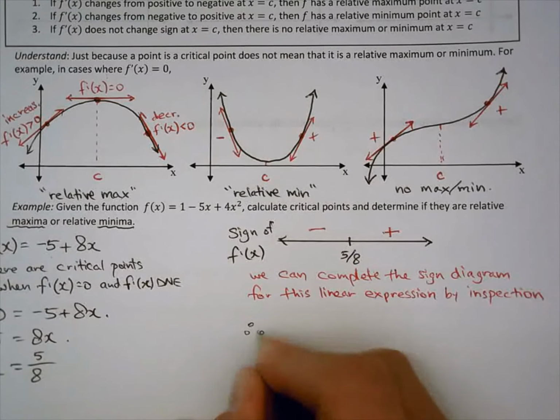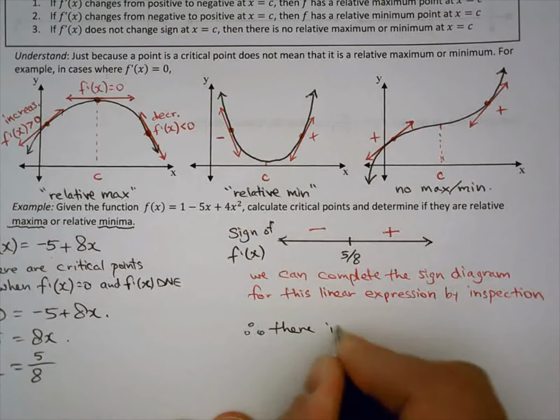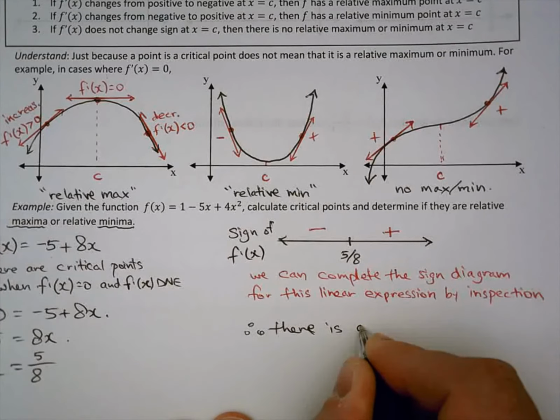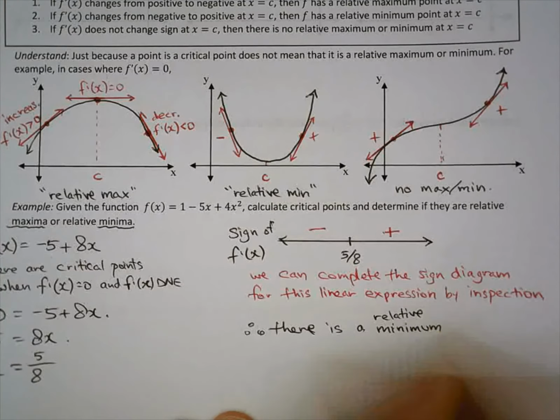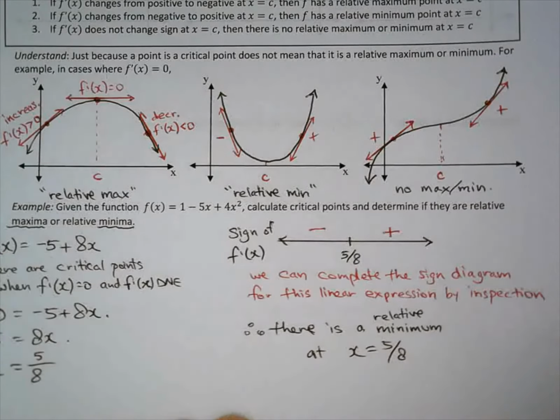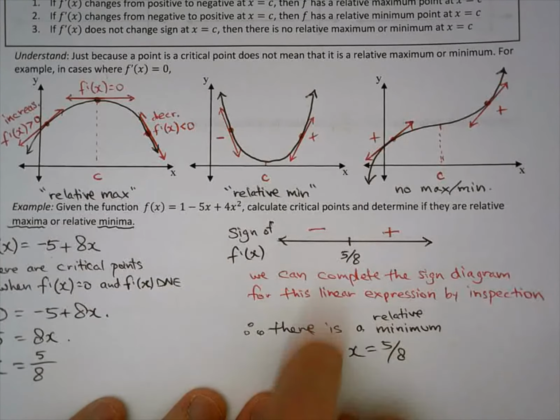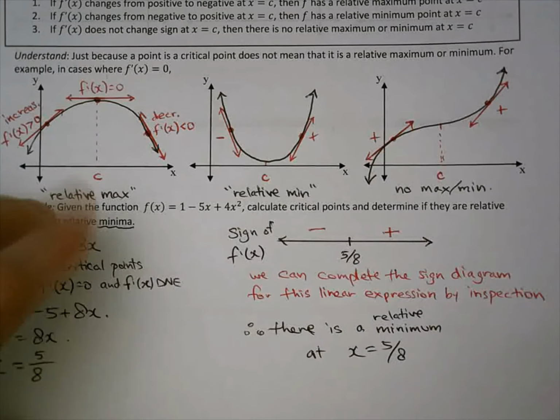So therefore, there is a relative minimum at x is equal to 5/8. Cool. Isn't that neat? So it's really just an extension of yesterday's lesson. If you have the sign diagram, you can then figure out what's happening at these critical points. Let's move on to a more difficult example.